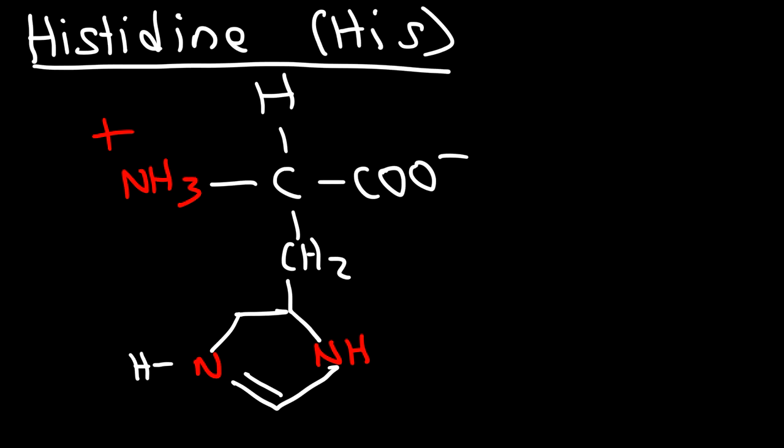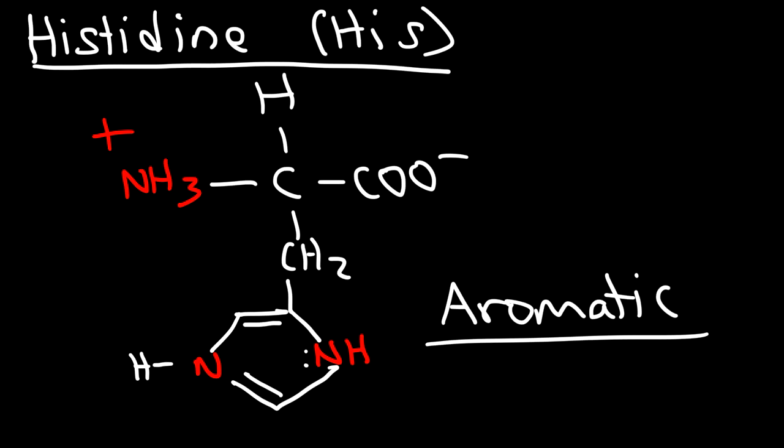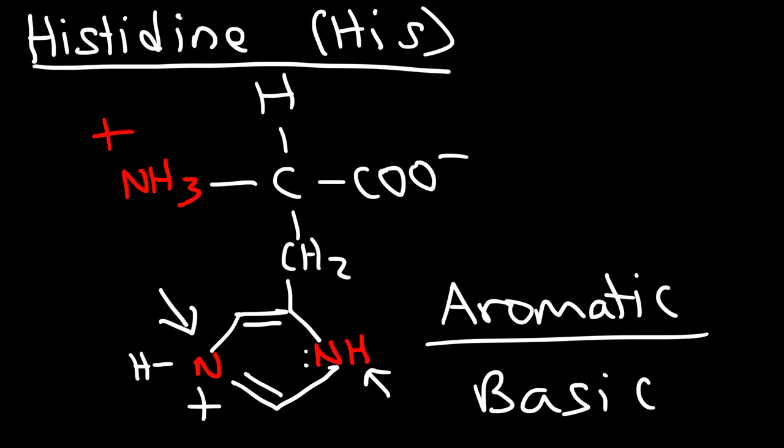So because this ring is aromatic, there should be a double bond here, by the way. This is an aromatic amino acid. It's also an electrically charged amino acid, and it's also a basic amino acid. This nitrogen here is a basic nitrogen atom, but not this one. The lone pair on this nitrogen atom is part of the aromatic system.